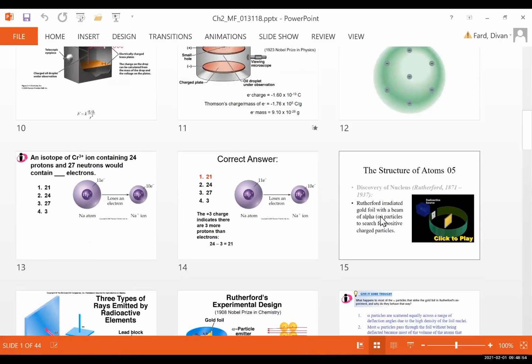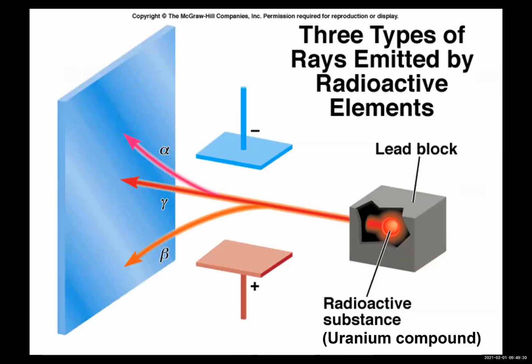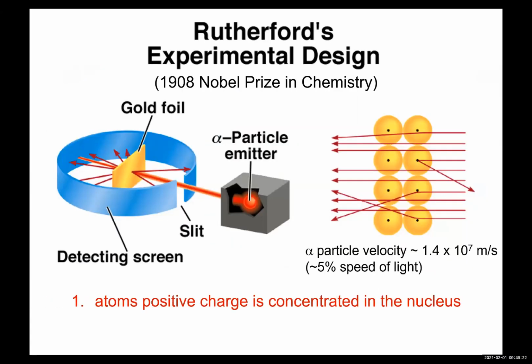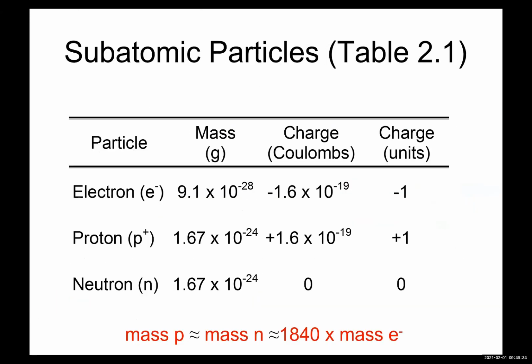This is the experiment that Rutherford did, which proved that the positive charge of the atom is in the center. It's in the nucleus, and electrons make up the rest of the atom. And then we talk about this. These are all things that we talk about. This is the conclusion. This is today's lecture.